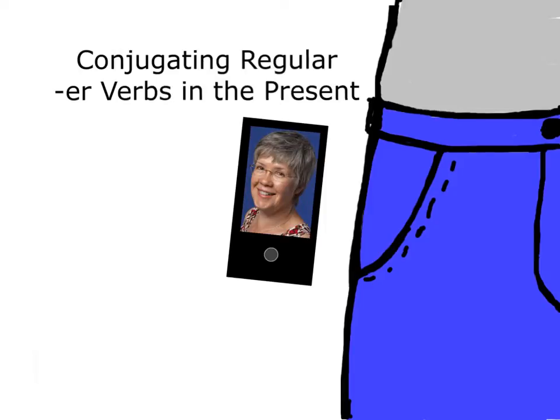In today's video, we're going to learn how to conjugate regular ER verbs in the present tense. ER verbs? That's right. You probably already remember that we have AR verbs. We also have ER verbs. We're going to learn how to conjugate them in the present tense. The present tense means right now. Are you ready? Let's do it right now.